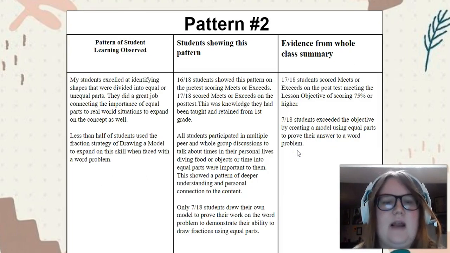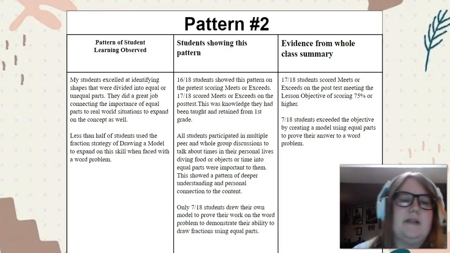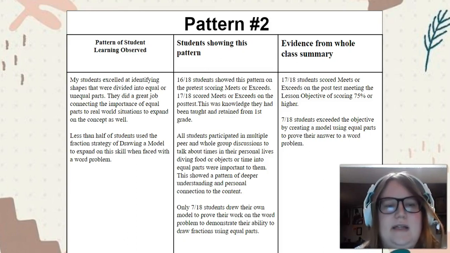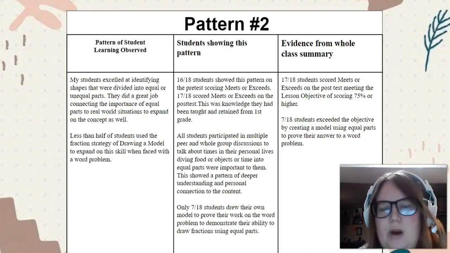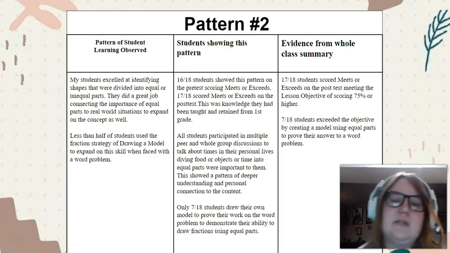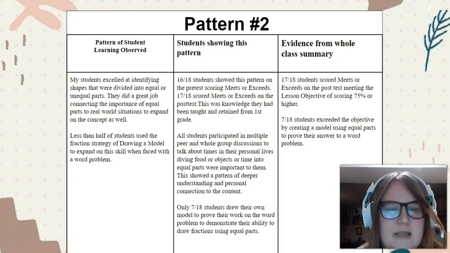The second pattern that I found came from looking at dividing fractions into equal and unequal parts in my second lesson. They did a great job of connecting the importance of equal parts to real world situations. Every time I gave an informal turn and talk assessment where I walked around, there was great engagement in whole group, partner group, and then cold call questions talking about where we might use this, showing that pattern of deeper understanding and personal connection to the content.